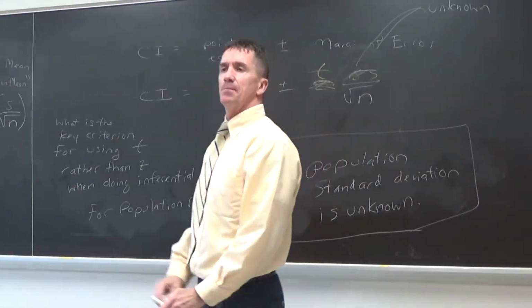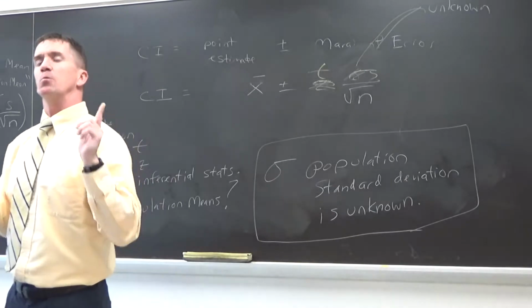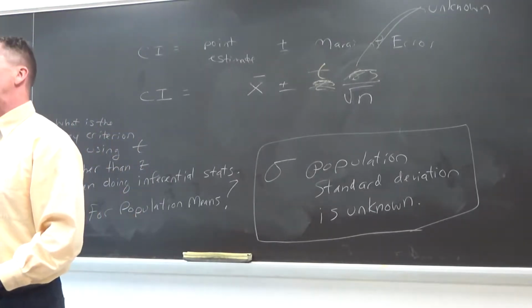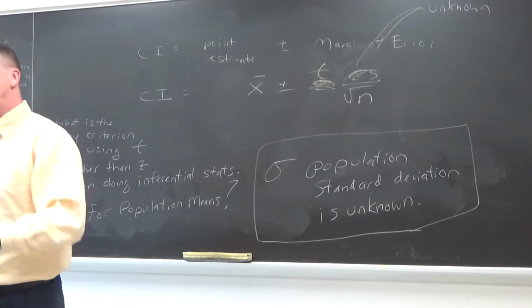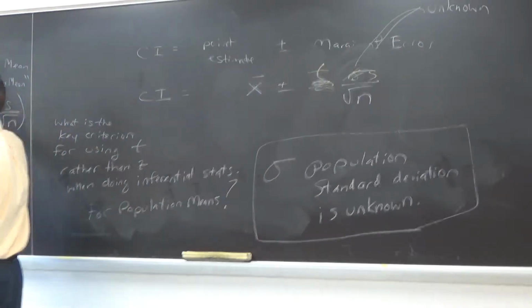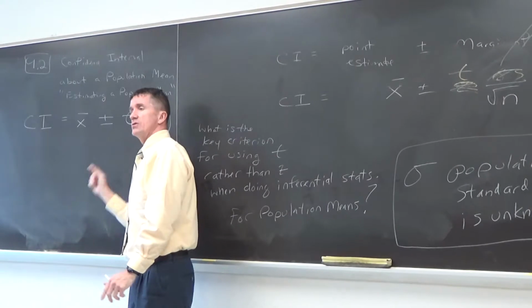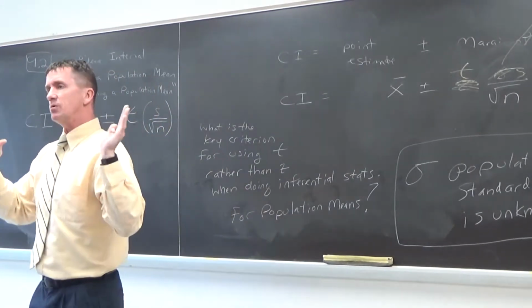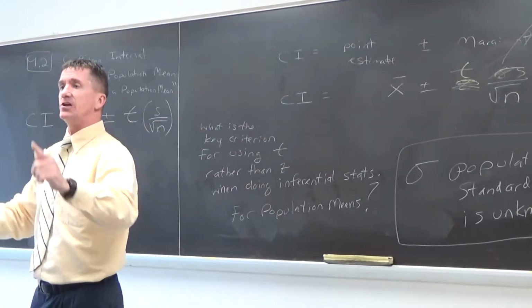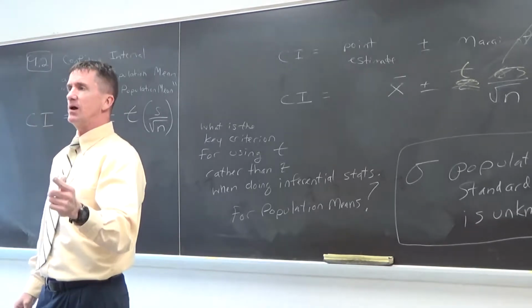To keep things simple, everyone, last class, 9.1, we did confidence interval about a population proportion. We use Z, right? Now we're doing confidence interval about a population mean. We're not going to use Z, we're going to use what? T. So to keep things simple, whenever I'm doing inferential stats about means, we're going to use T.